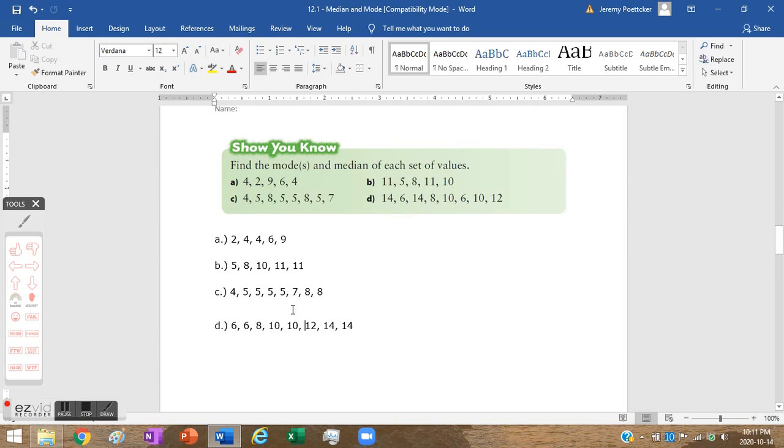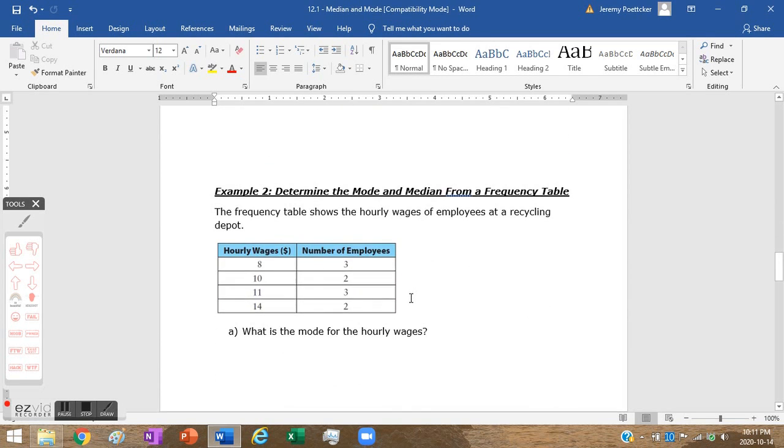So it actually has 3 modes. It is a trimodal data set. The mode of 6, of 10, and of 14. And then when I start looking for a median, I'm just going to cross them off from the outside in. Alright, and my median is going to be 10. So mode of 6, 10, and 14, and a median of 10. Right, let's move on.